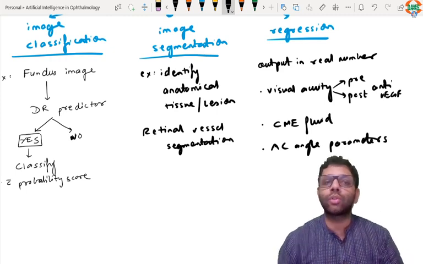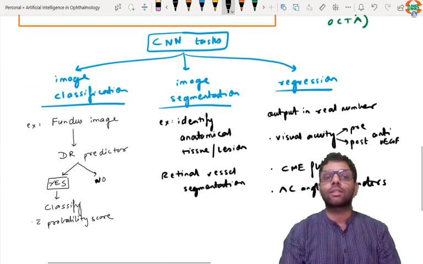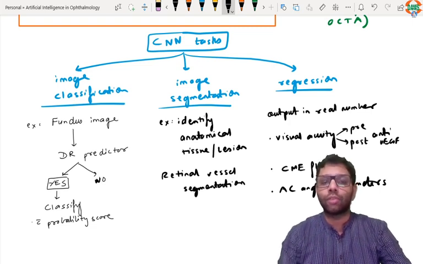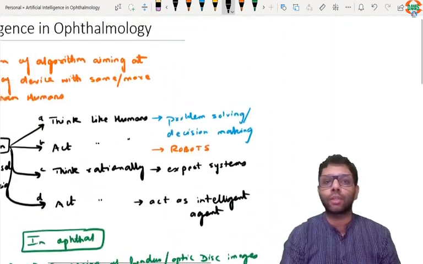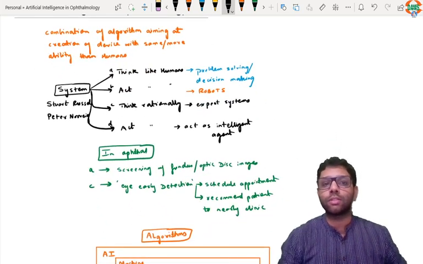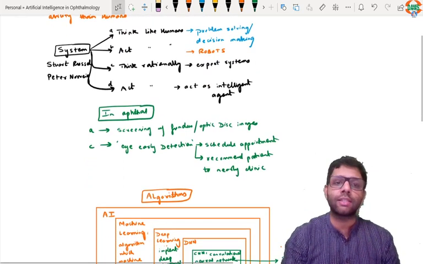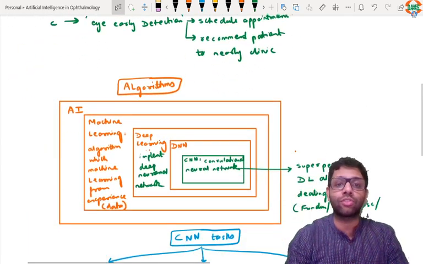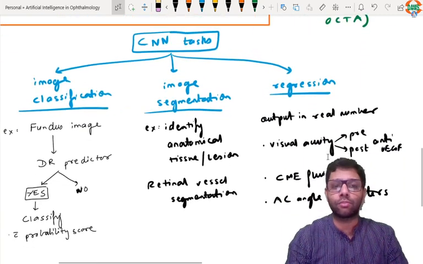So next, it is good to write the three CNN tasks: classification, segmentation, and regression. Now, just to overview, we have dealt with the definition of AI, and second, what the system is: thinking like humans and rationally. That is mostly used in ophthalmology. In ophthalmology, A and C are mostly used, as I told you, and one more example that you can give. Then, what are the algorithms in general used in ophthalmology? That is CNN, and CNN has mostly three tasks.